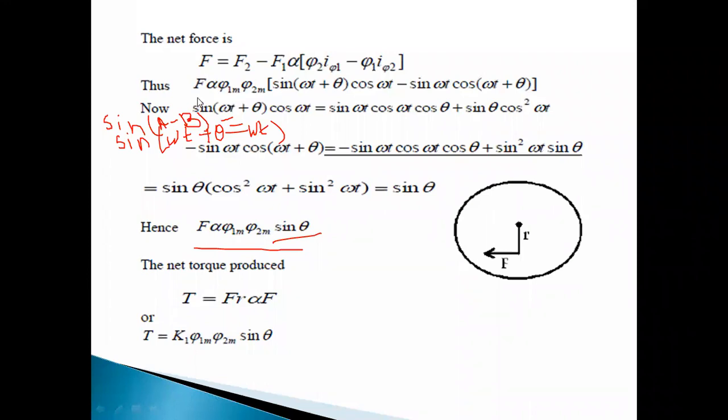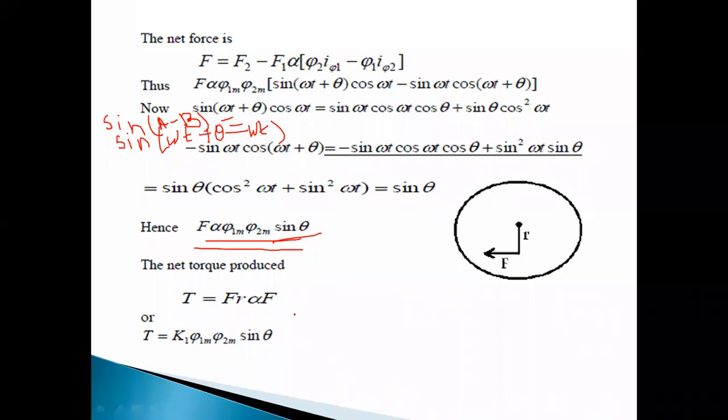Here, you simply write only this equation, that is F proportional to phi 1m phi 2m, and this equation is equal to sine(A minus B), and your sine(A minus B) means sine(omega t plus theta minus omega t). So you will get the final equation as only sine theta. Means F is proportional to phi 1m phi 2m and sine theta. This is the equation for the force, and now the net torque produced.